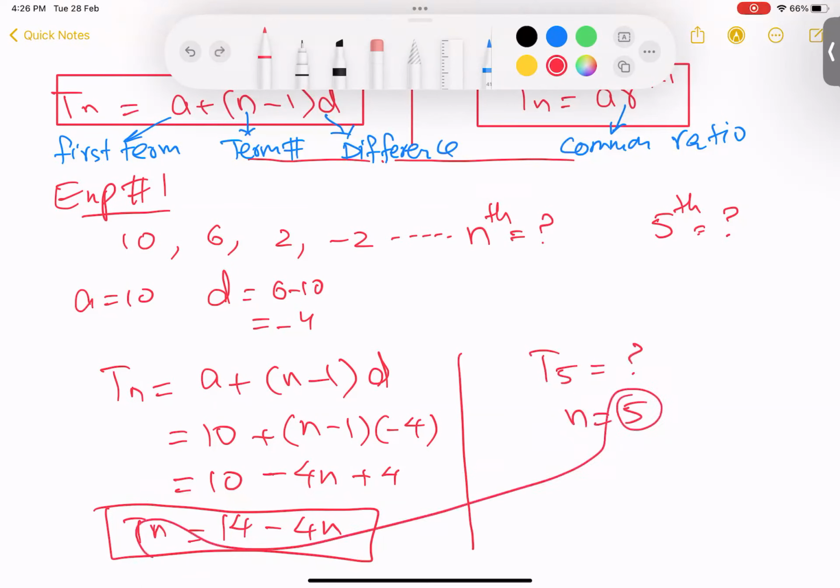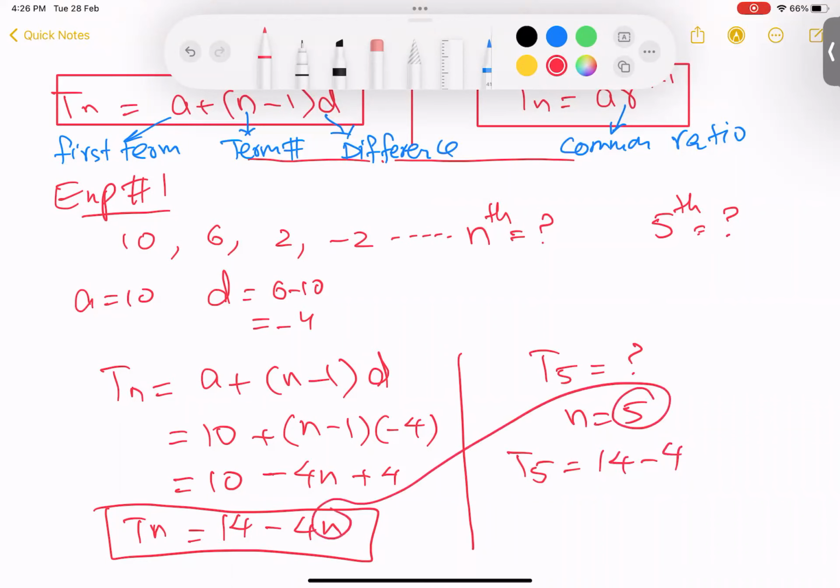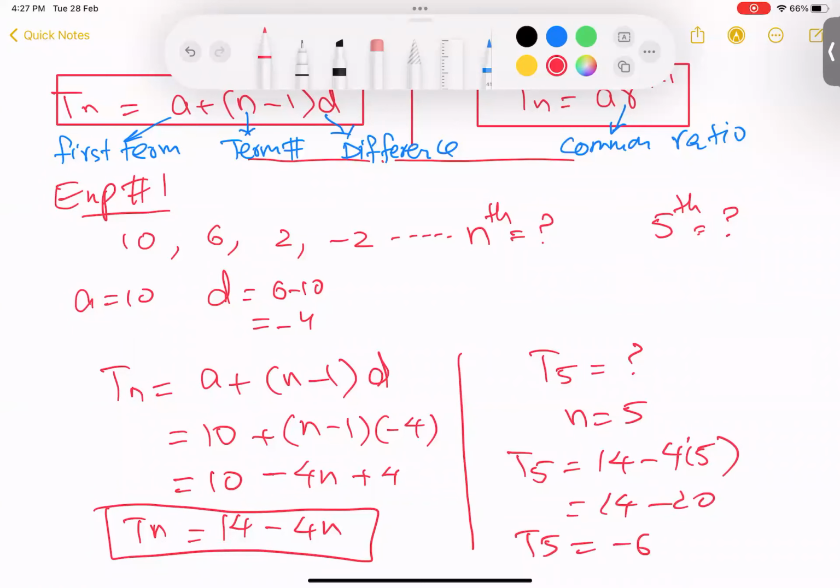When I plug in 5 here, it will become T5, 14 minus 4, and 5 here. So I get it this way. And then I simplify, I get negative 20, and I got negative 6. You can look at here, very simple.